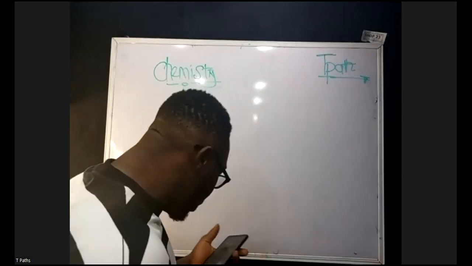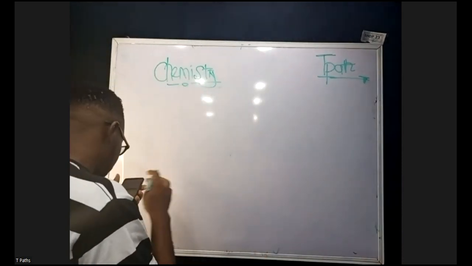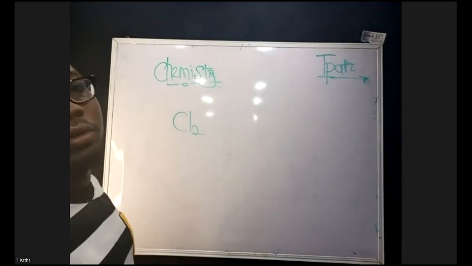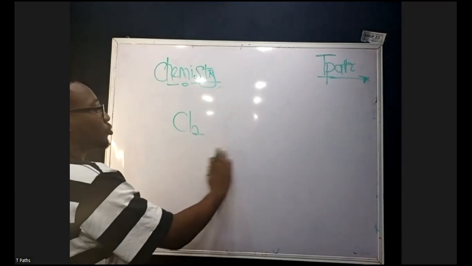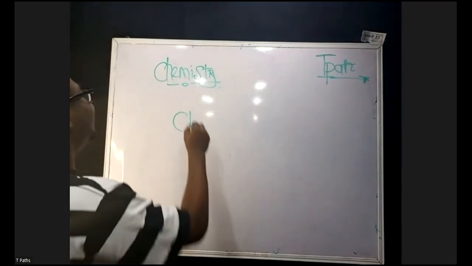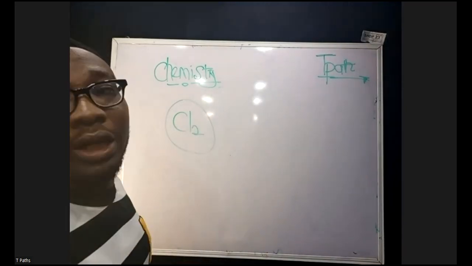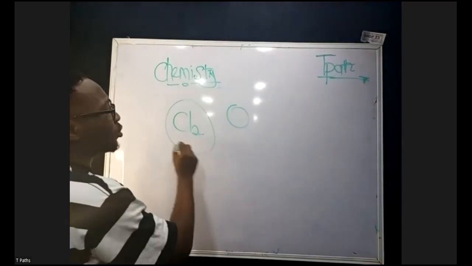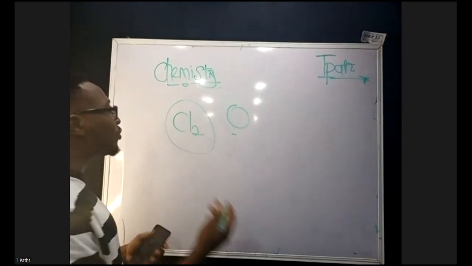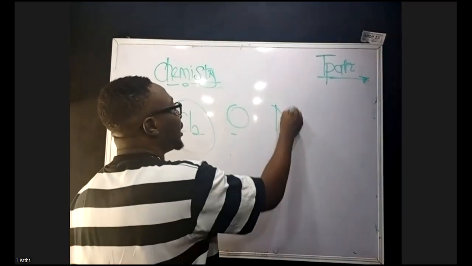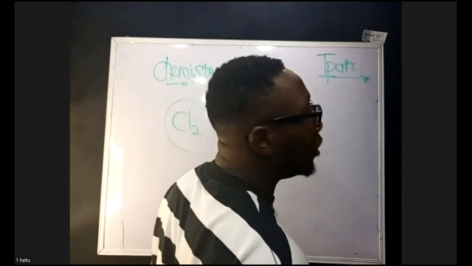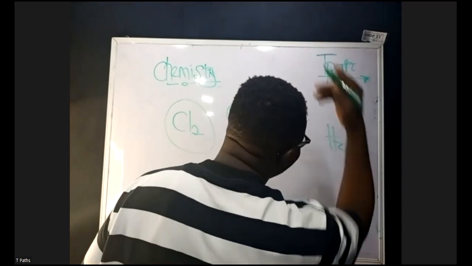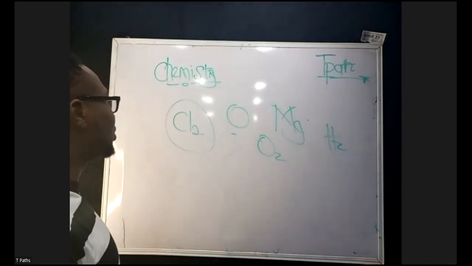The first one is Cl2. Oxidation number of Cl2. Now, Cl2 is a neutral compound. And we need to know that the oxidation number of neutral compounds is always what? 0. So the answer to this is 0. You can have Cl2, you can have magnesium, neutral elements, you can have O2, you can have H2, they are all 0. The next one is what?